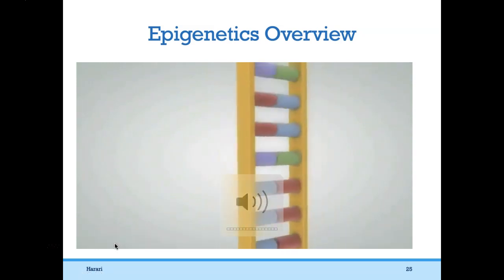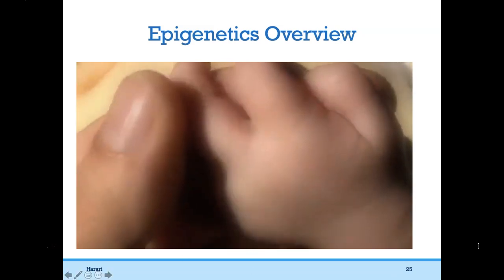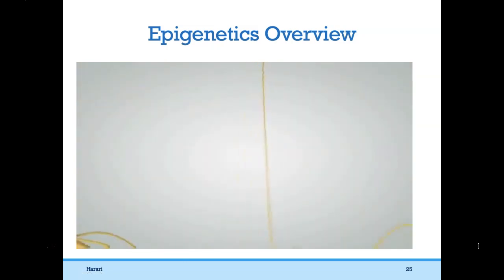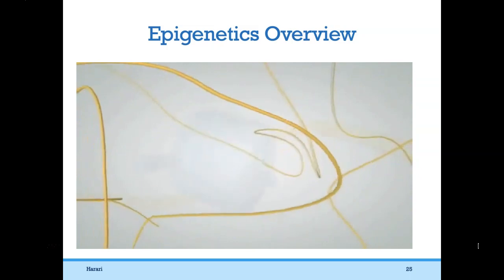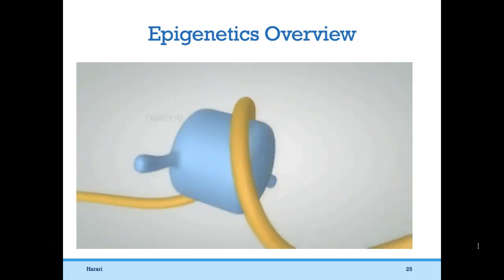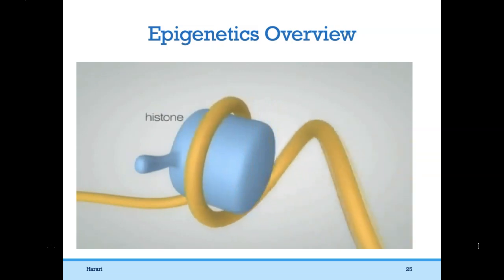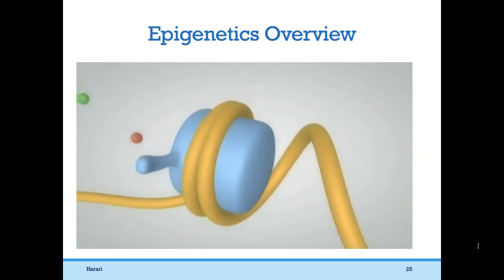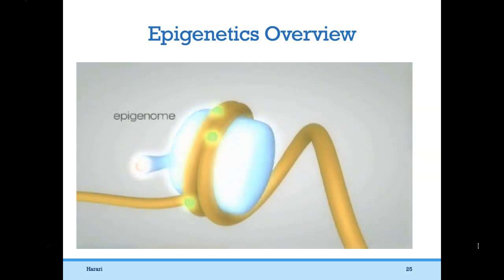DNA contains the instructions for building all the parts of the body. But DNA is only half the story. The DNA in our bodies is wrapped around proteins called histones. Both the DNA and histones are covered with chemical tags. This second layer of structure is called the epigenome.